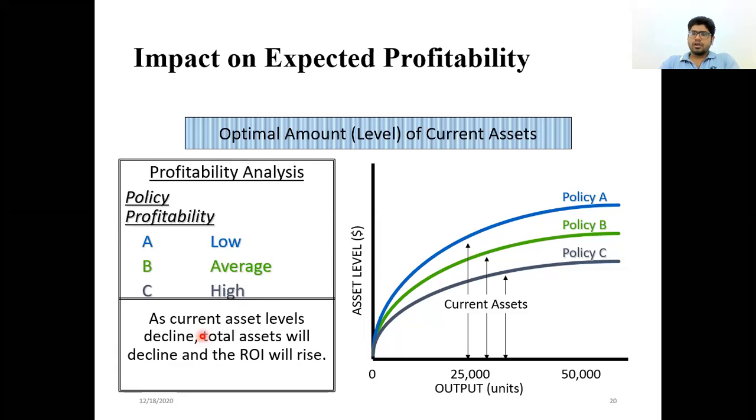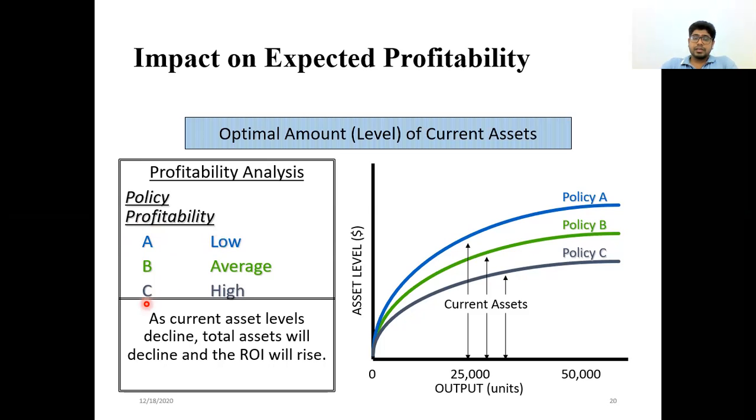Right. Now we compare the policies and the profitability. Here, policy A, B, C. Here, profitability low, average, high. When we have a high level of cash in our hand, it ends up with lower profitability, lower ROI. If we have more investment in current assets, it will end up with a lower level of profitability.